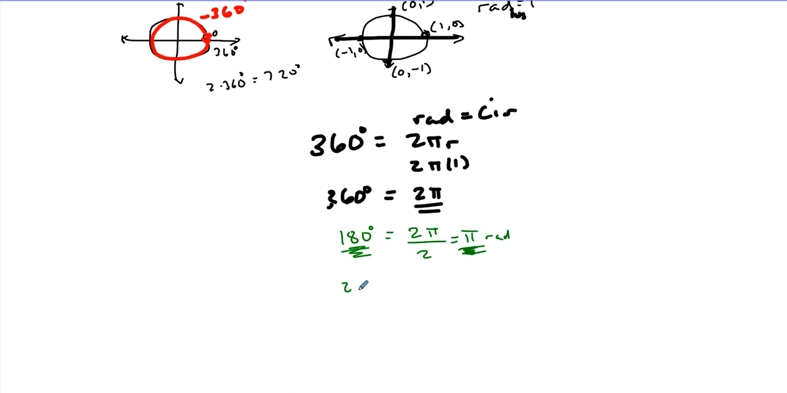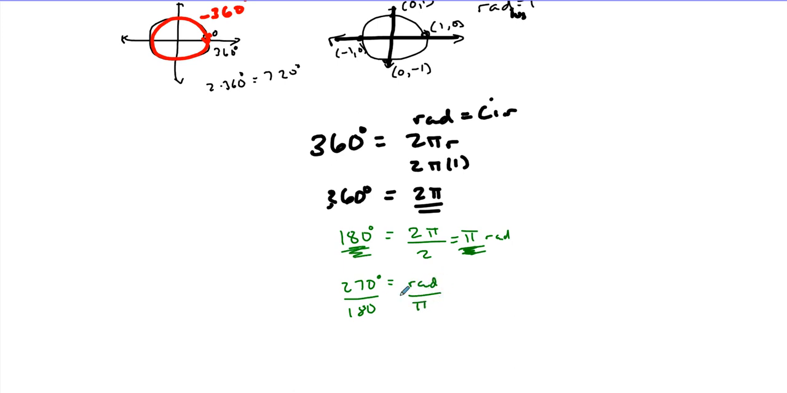If I wanted to go 270 degrees, how do we go right here? Well, 270 degrees is what ratio of 2 pi or pi? We can figure this out by figuring out a ratio. 270 degrees is to 180 as the radian we're trying to figure out is to 2 pi.